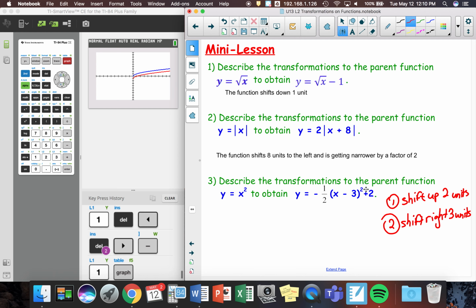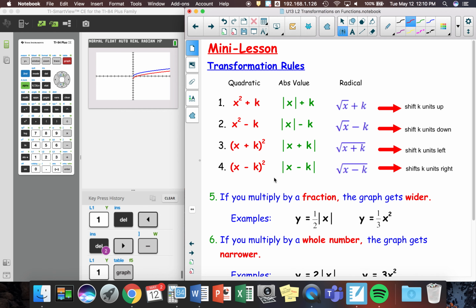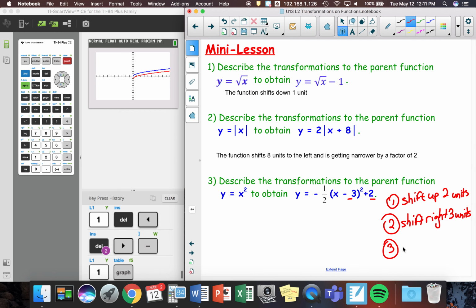As you can see, this is why I choose to type it out. It's so much neater. Okay, so we got this 2. We got this 3. Let's talk about the half. Since it's being multiplied by a half, it means that it's going to get wider. So it gets wider by a factor of 1/2. Okay? And there you go.